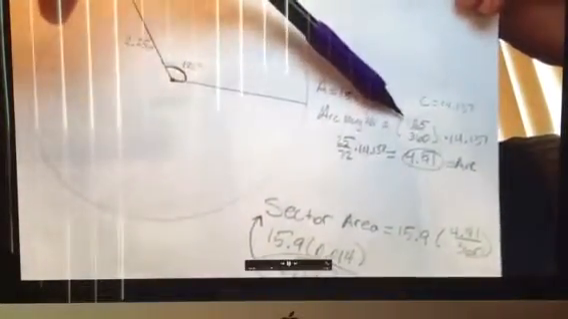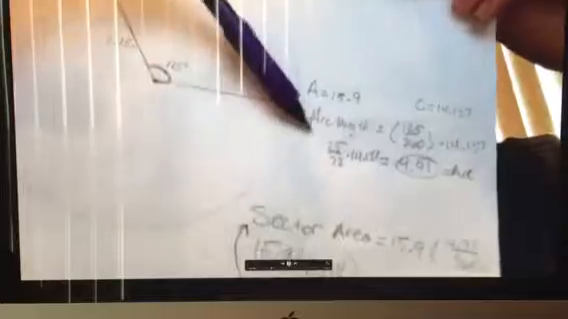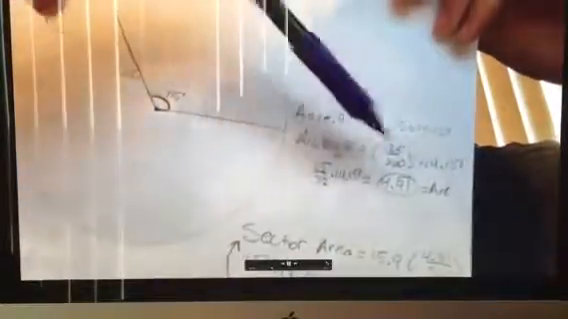So once we reduce 125 divided by 360, we get 25 over 72 times 14.137. Multiply this, and we get 4.91 for our arc length. So all we have to do now is plug in our area and our arc length.